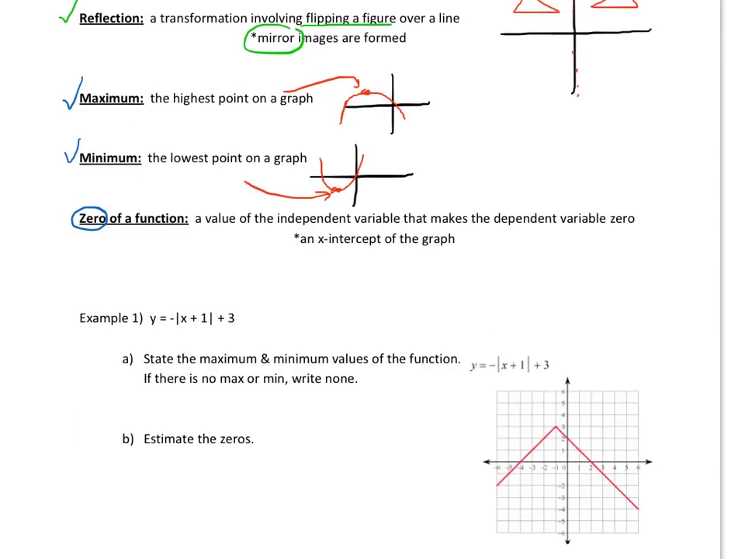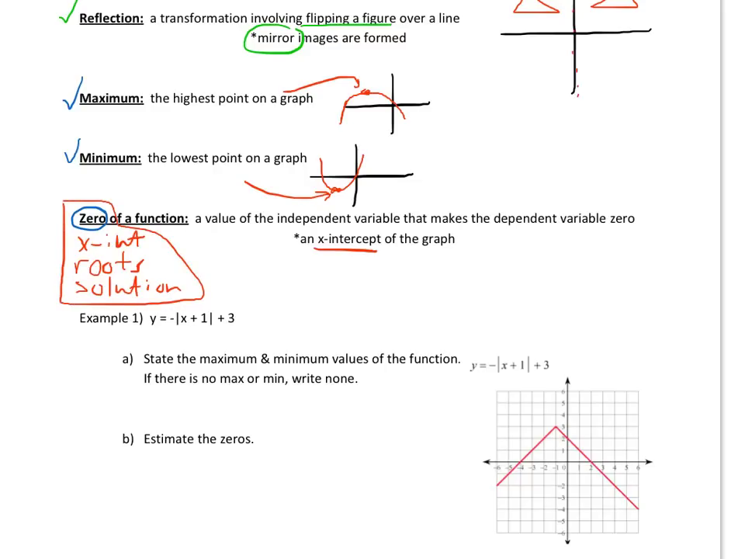The zeros of a function are another way of asking for a solution or x-intercepts, which is right here. At this point I'm going to give you a little vision about what zeros mean. Zeros are also called x-intercepts. They're also called roots. They're also called solutions. So these all mean the same thing.